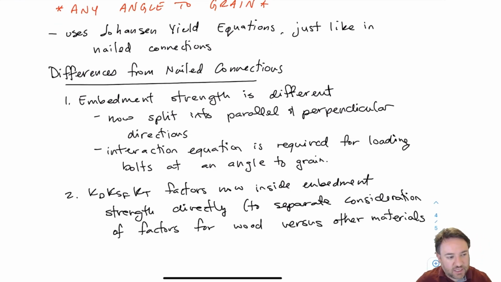Okay, the second one is that the KD, KSF, KT factors are in a slightly different place. Before we had them kind of outside the embedment strength. Now we have them right in the embedment strength. So when I calculate F1, F2, the KD, KSF, KT factors for the wood material are embedded there directly. And that is so we're not applying those KD, KSF, KT factors to steel parts of the connection, basically.